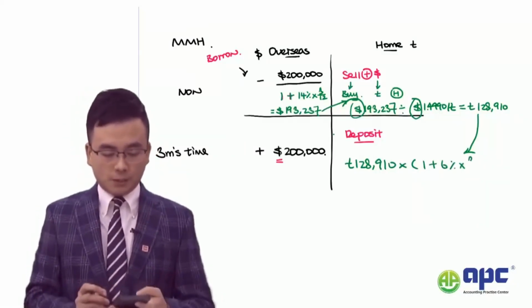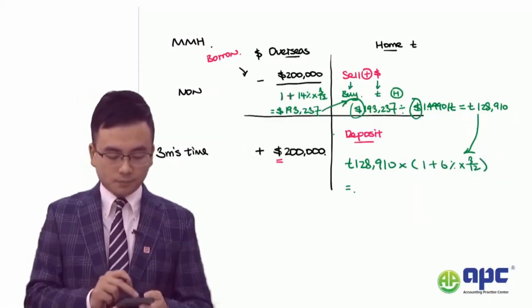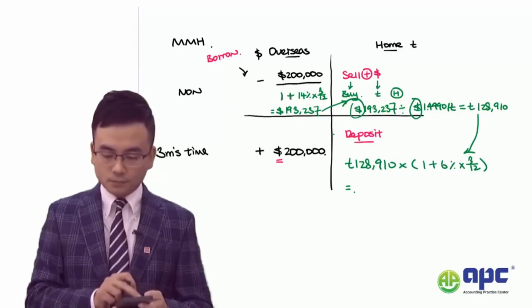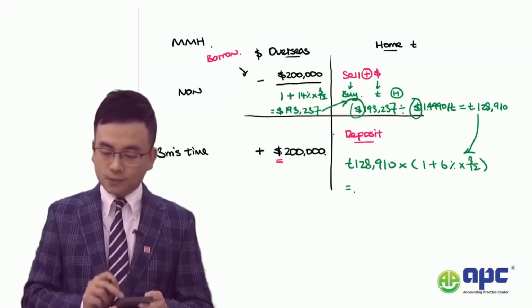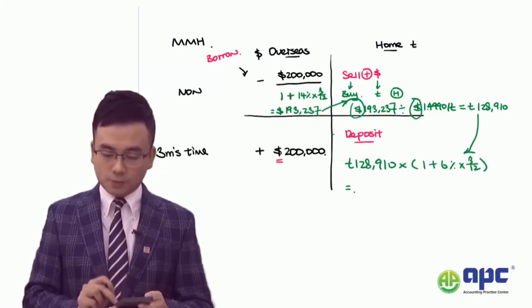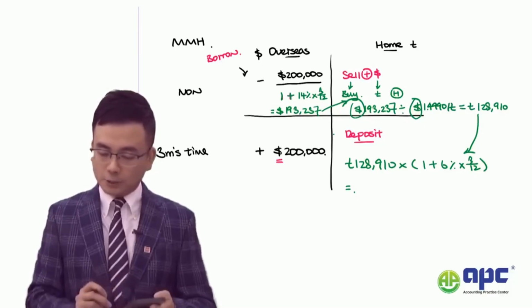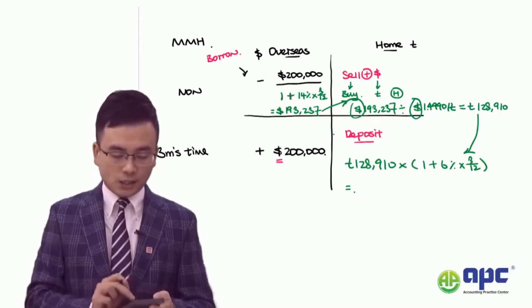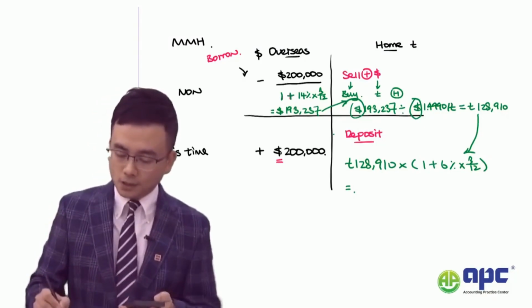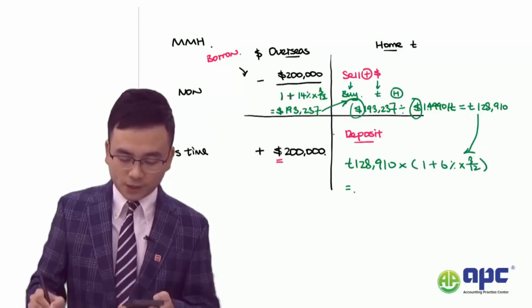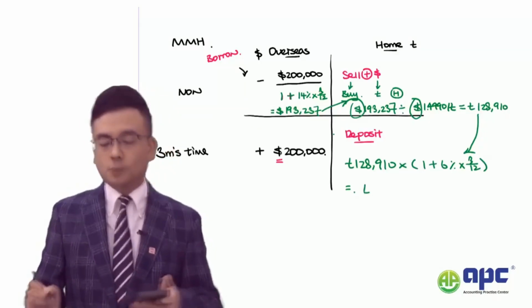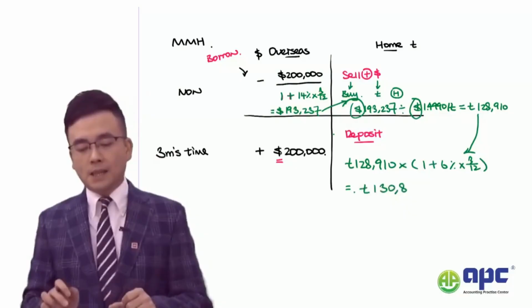Now, we times by 6% divided by 12 times 3, plus 1, times 128,910. So we will get 138,844.